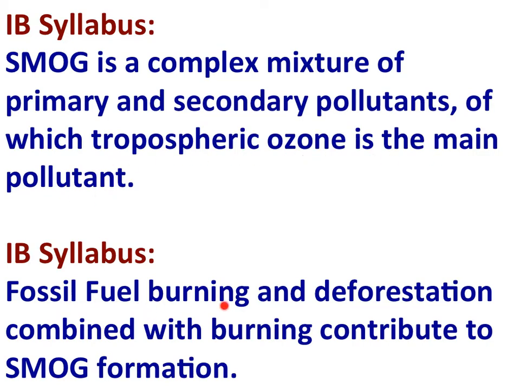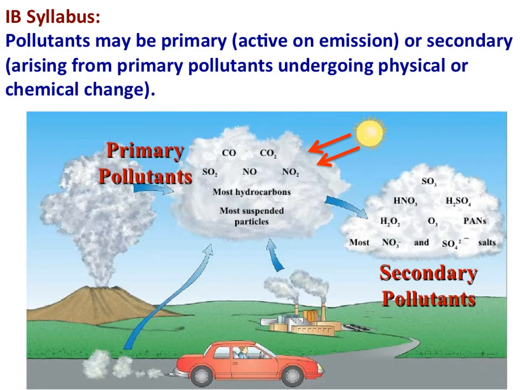Fossil fuel burning and deforestation combined with burning vegetation, burning the forests, contribute to smog formation. Remember, pollutants may be primary, active upon emission, or secondary, arising from primary pollutants undergoing physical or chemical change. Smog begins with primary pollutants, such as carbon monoxide, nitrogen oxides, and carbon dioxide. Under the influence of high levels of light, particularly some UV wavelengths, the primary pollutants are transformed into secondary pollutants, such as ozone.